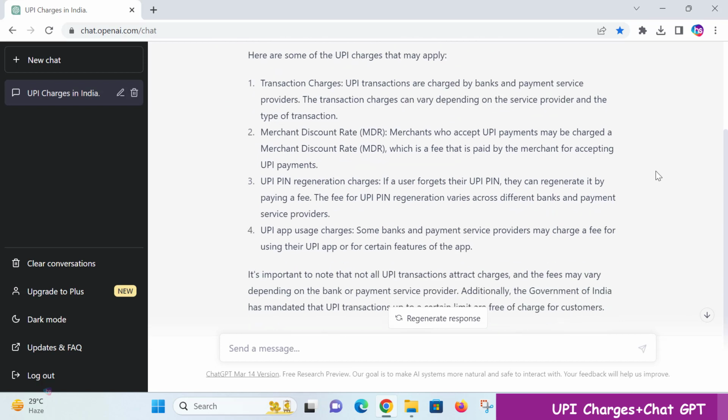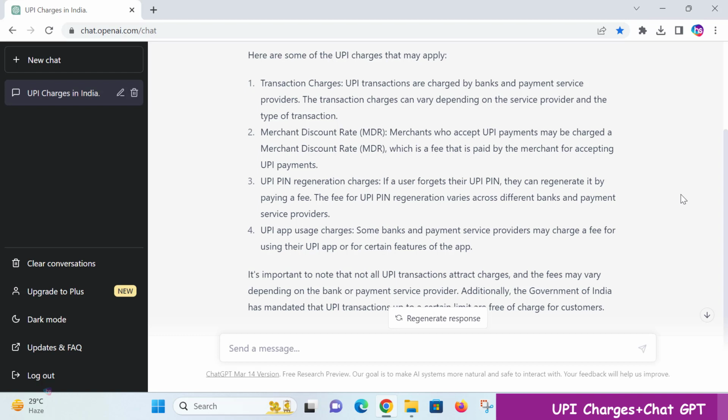Charges may apply. Transaction charges: UPI transactions are charged by the banks and payment service providers. The transaction charges can vary depending on the service provider and the type of transaction. Merchant discount rate (MDR): merchants who accept UPI payments may be charged a merchant discount rate, which is a fee that is paid by the merchant for accepting UPI payments.